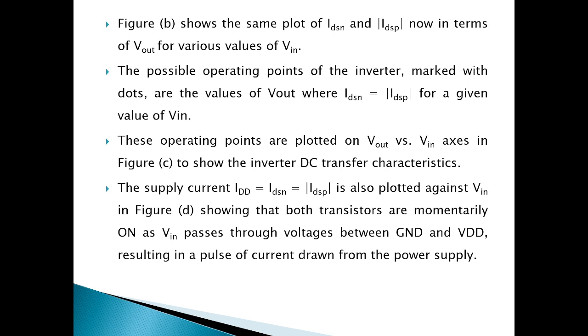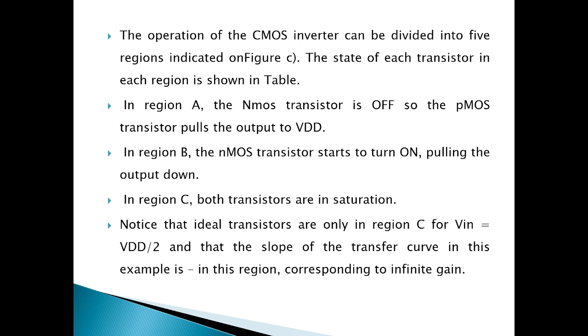Figure D shows that both the transistors are momentarily on as V in passes through the voltages between ground and VDD, resulting in a pulse of current drawn from the power supply. Coming back to figure C, we have five regions marked as A, B, C, D, E. For example, in region A, the NMOS transistor is off, so the PMOS transistor pulls the output to VDD. First we will see region A.